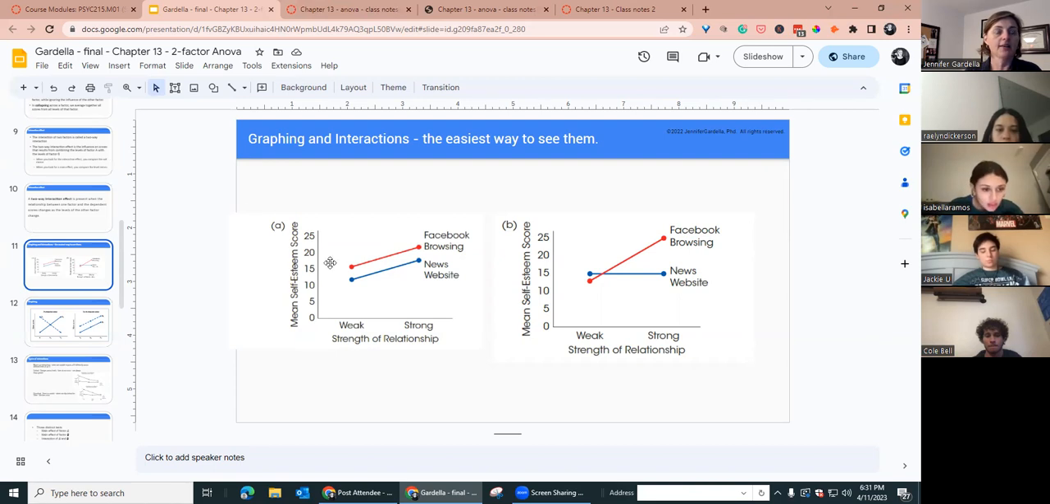So again, this is actually a strong relationship. So the strength of relationship and mean self-esteem score. So strength of some relationship, I forget what it was in the book. And then news websites and Facebook browsing. And you can see that over the levels of this relationship, whether it's weak or strong, news websites give you a lower self-esteem than Facebook browsing. Now here on this one, something interesting happens because there's a cross. So news websites over strength of relationship stays constant, but the weak relationship starts out lower. And then for Facebook browsing, it crosses the line and it's now a stronger relationship than news. So it starts out lower, goes above.